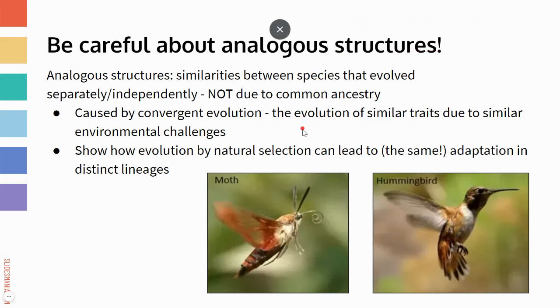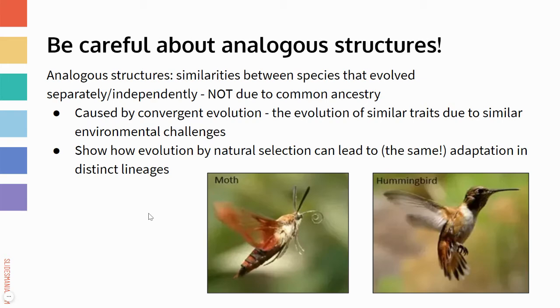An example here: if you look at the wings of a moth and a hummingbird, they both have these very delicate, quick flapping wings, and they look quite similar, but the common ancestor of moths and hummingbirds did not have wings. So we can't say that they inherited their wings from a common ancestor. Rather, they both independently evolved wings. And this process where two independent lineages evolve the same trait is called convergent evolution. So, the evolution of similar traits due to similar environmental challenges.